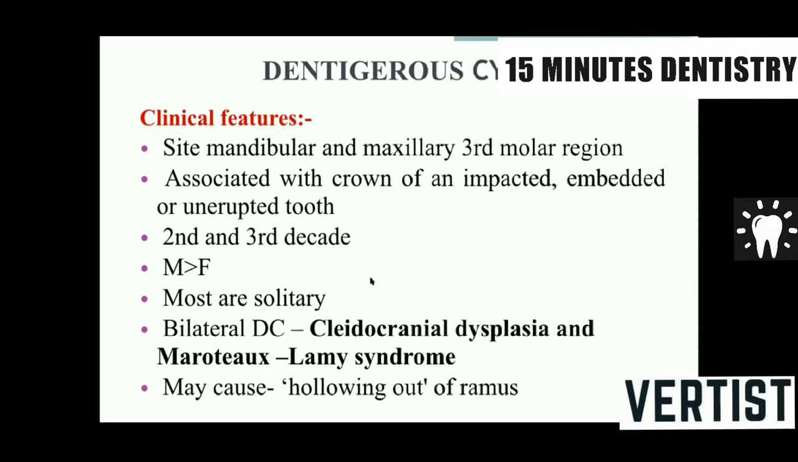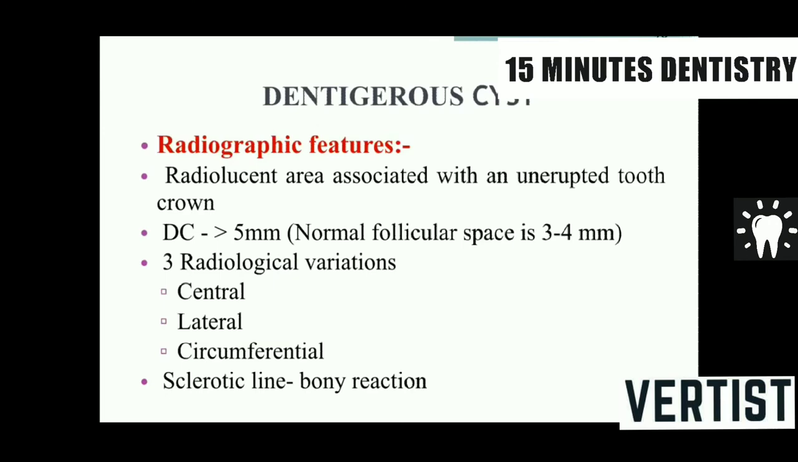If they are bilateral dentigerous cysts, then you will have to rule out some syndromes like cleidocranial dysplasia and Maroteaux-Lamy syndrome. There is radiolucency associated with the crown, and this radiolucency should be greater than 5 millimeters to call it a cyst. If it is less than 5 millimeters, then it could be a normal follicular space found around the unerupted tooth. There are 3 radiological variations of dentigerous cyst: central, lateral and circumferential.